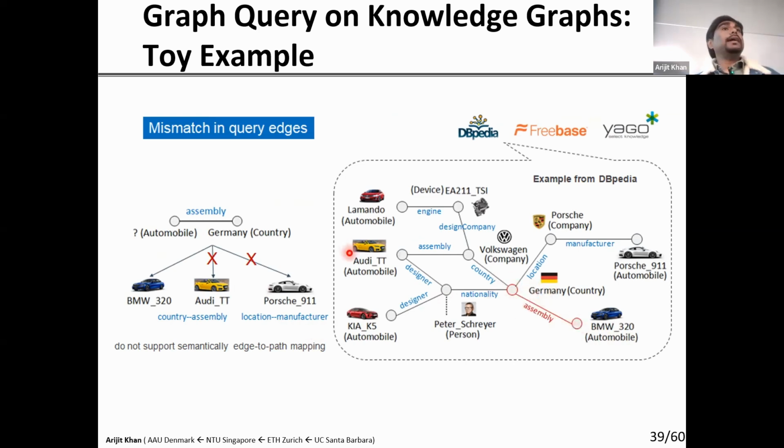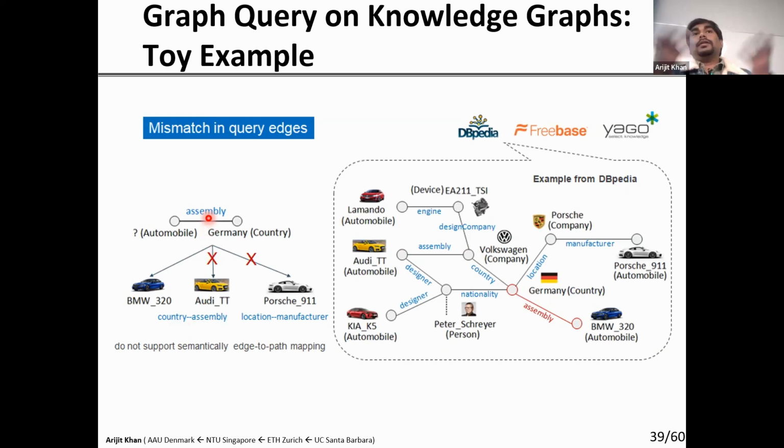But there are also other cars present in the knowledge graph, such as Audi TT or Porsche 911. They are also German cars, but they are connected to the country Germany based on a longer path. Audi TT is first connected to company Volkswagen based on the assembly edge, and then Volkswagen is connected to country Germany based on the country edge. Now, the semantic meaning of this path, country assembly, is the same as the query edge assembly, right?